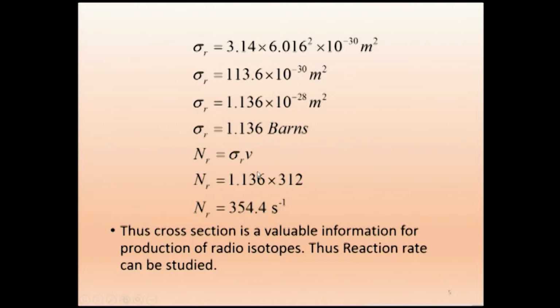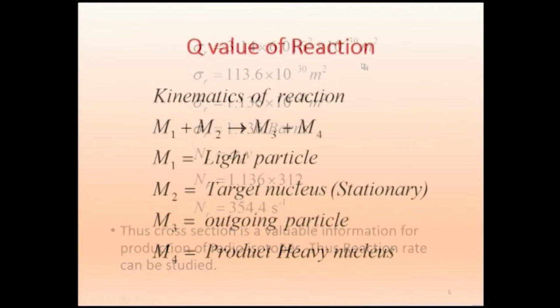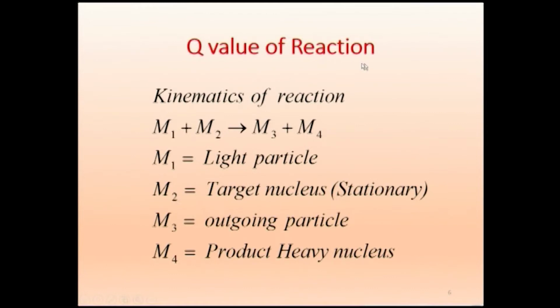So now with this just one numerical example, we will be able to understand what is the importance of reaction cross section. Now we will go to the next one, Q value of a reaction. So already, generally in alpha decay, beta decay, everywhere we get the Q value.